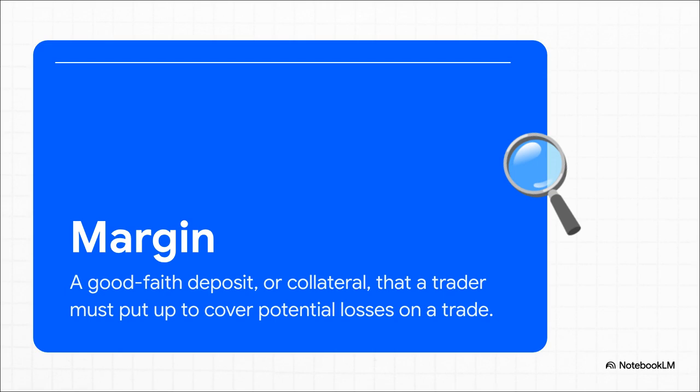So you might be thinking, okay, if it's a zero-sum game, how do you make sure the person who loses can actually pay up? And that is where margin comes in. Margin is basically a good faith deposit. It's collateral that you have to put up before you can even place a trade. This is the whole system's safety net, and it's absolutely crucial for making sure everyone can cover their commitments. It prevents one person's default from starting a dangerous domino effect.